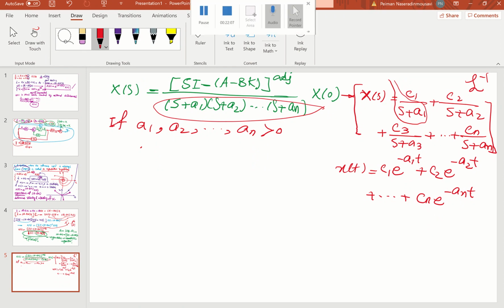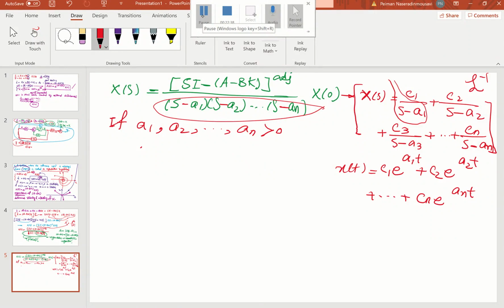Wait, this is holding. Hold on. Oh, there is a sign mistake, guys. Let me fix it. Okay. We're gonna find this. That's right. So now this is gonna be A1. A1. Okay. We can Laplace inverse this.